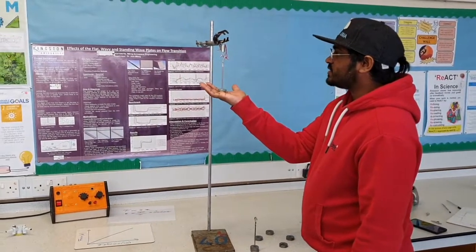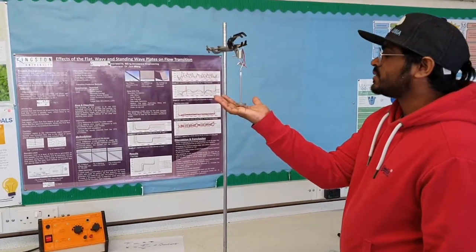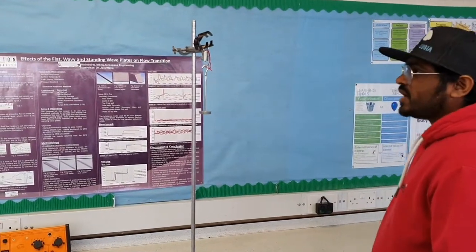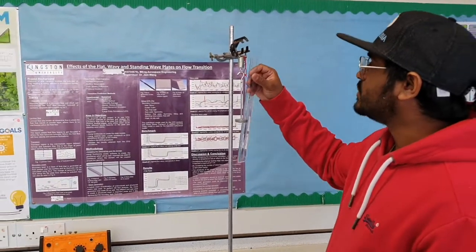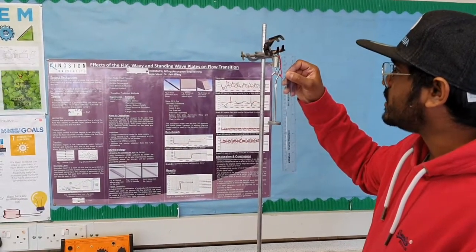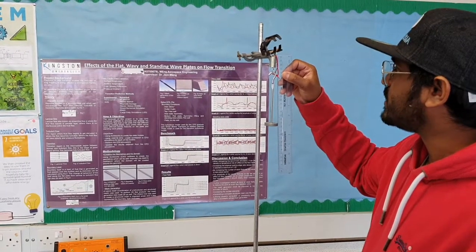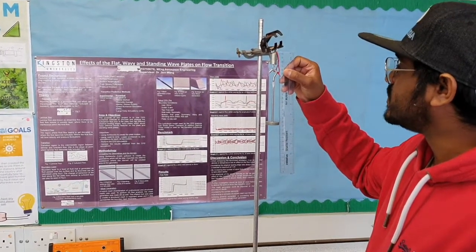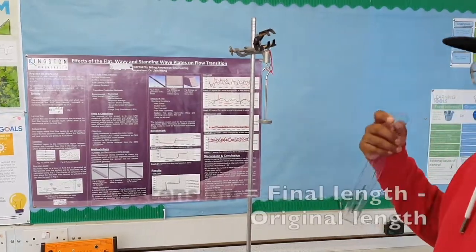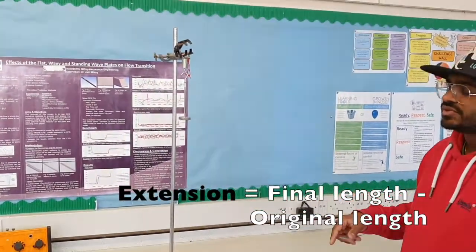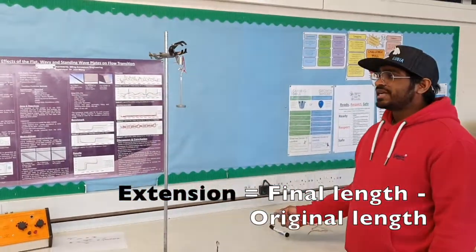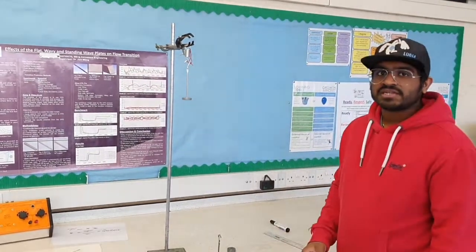Once I've recorded the original length of the spring, I'm going to apply the first mass. Just wait for a second until it stops. Once it stops, I'm going to record the length of the spring, which now I've got is 2.5 centimeters. So I'm going to minus the final length and the original length to get my extension. So my extension is 5 centimeters.